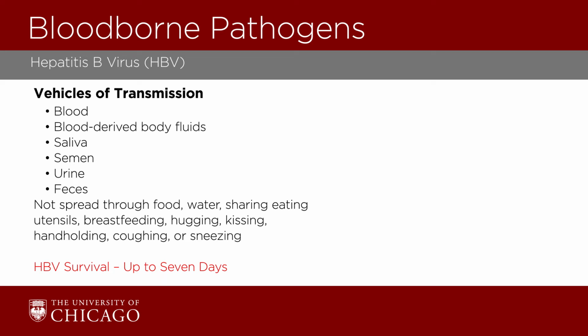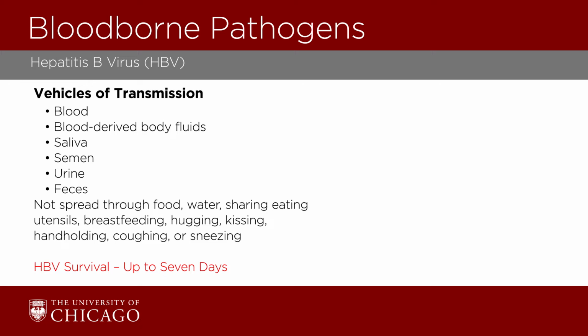It is important to know how hepatitis B is transmitted so that workers can adequately protect themselves from exposure. The vehicles for hepatitis B transmission include blood, blood-derived body fluids, saliva, semen, urine, and feces. Parenteral is a mode of transmission whereby direct inoculation of the skin occurs. If the skin is punctured by needle stick or other sharp object contaminated with HBV, the virus can be transmitted. This is the most likely mode of transmission.